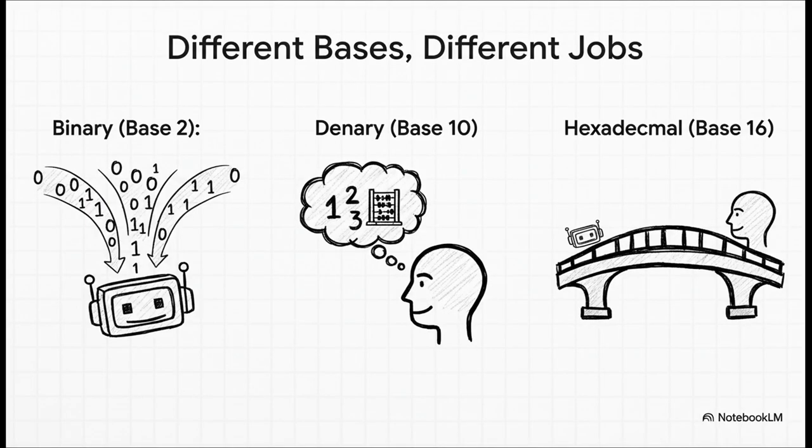Each of these number systems is like a specialized tool for a very specific job. Binary, that's the raw, fundamental language for the computer hardware. Denary, our base 10, that's for us, for everyday human communication. And hexadecimal, that's the genius bridge between our world and the computer's world. It works as a super convenient shorthand that lets human programmers read and write these massive, overwhelming strings of binary code without losing their minds. Each one has its perfect role to play.